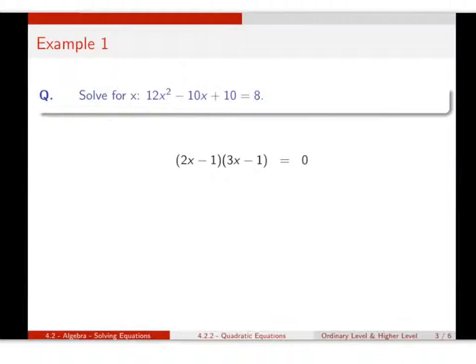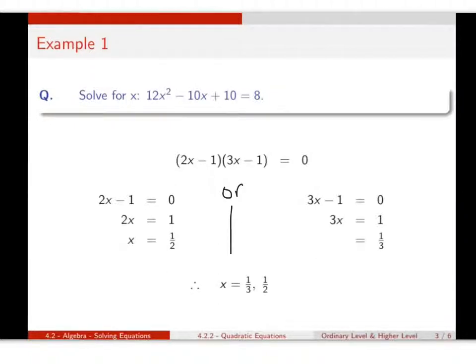Now if two terms multiplied together give you 0, one of them must be 0. So either 2x minus 1 equals 0, so 2x equals 1, x equals a half, or else 3x minus 1 equals 0, 3x equals 1, so x is 1 over 3. So therefore x equals 1 over 3 or 1 over 2.